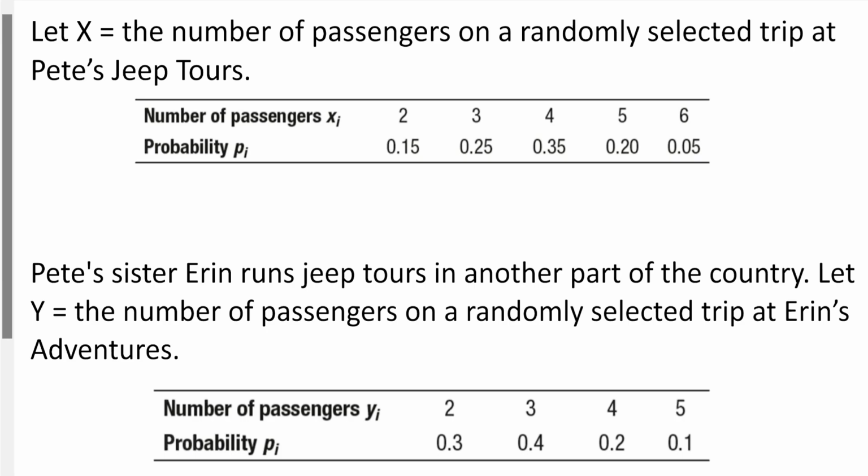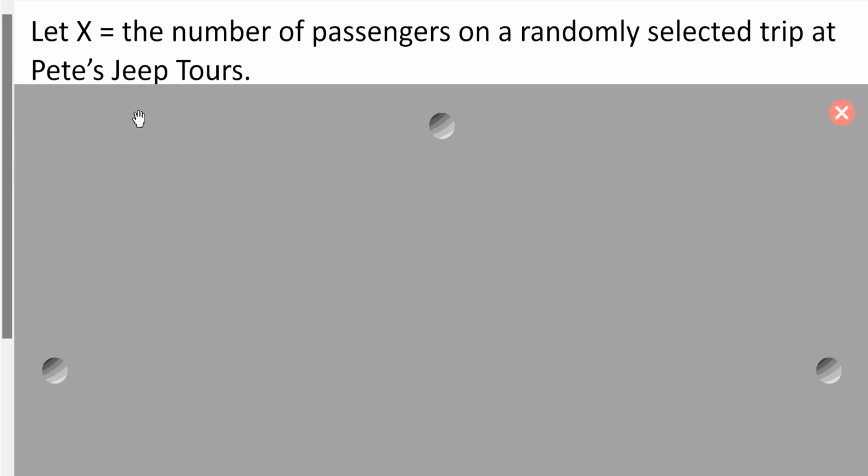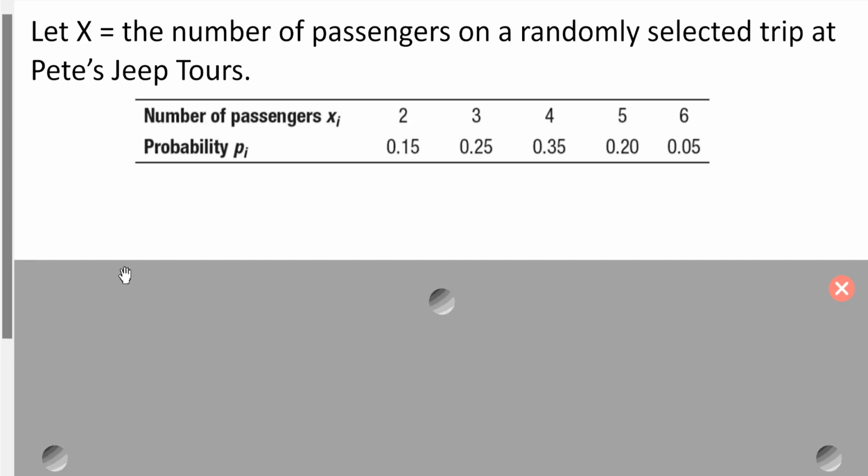Let's go back to this, back to Pete's Jeep Tours. We're just going to look at some different things with Pete's Jeep Tours. So let's say X is the number of passengers on a randomly selected trip. Okay? So here are the chances of 2, 3, 4, 5, or 6 passengers.